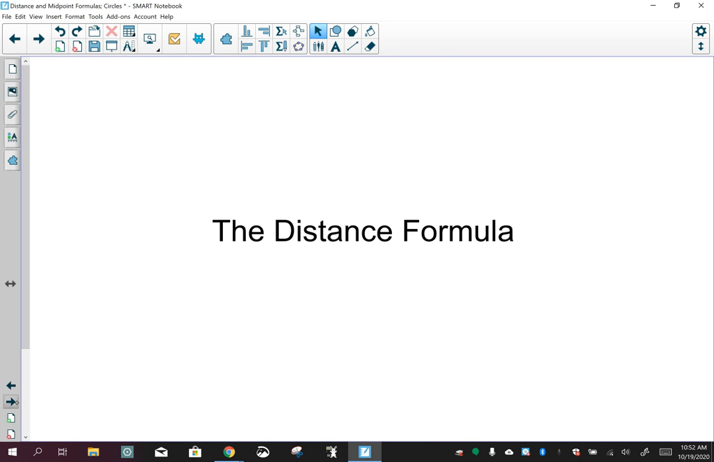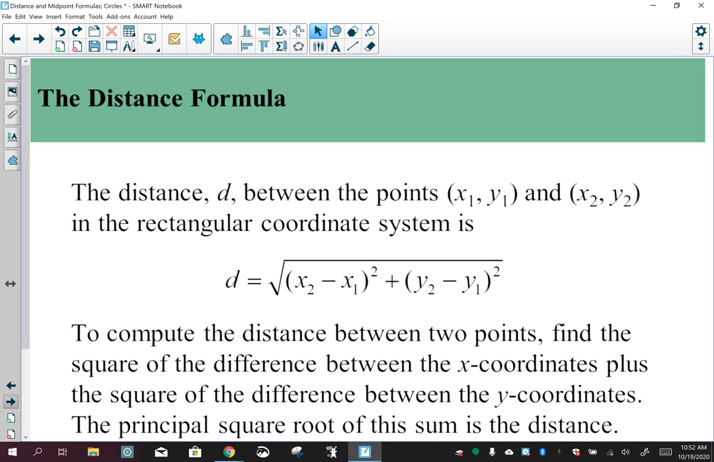So let's start with the distance formula. What's going to happen is you're going to be given 2 points, and your job is to take those 2 points and plug them into the distance formula here. So you're going to subtract your x values and then square them, subtract your y values and square that, and then add them together, and then you're going to simplify.